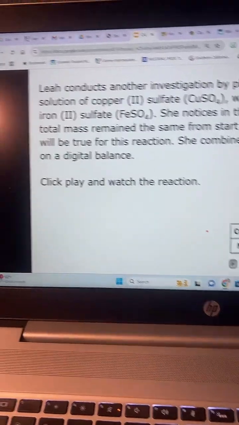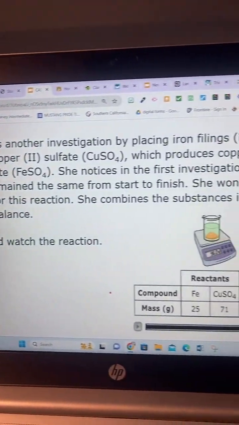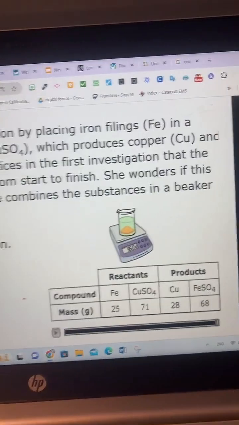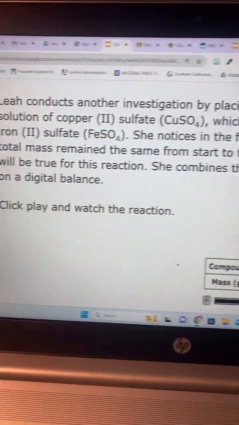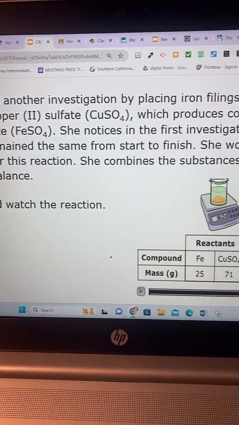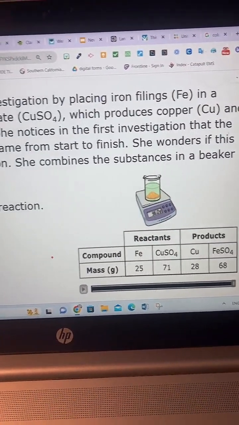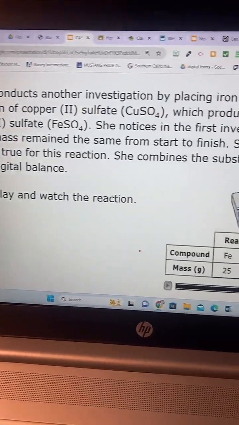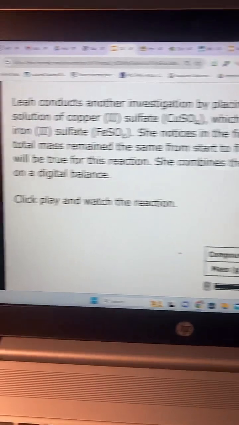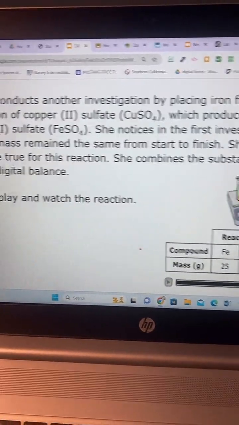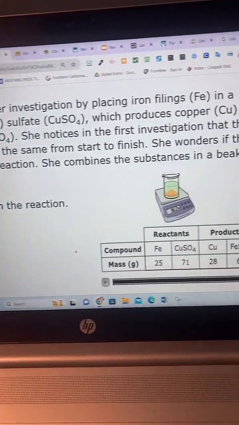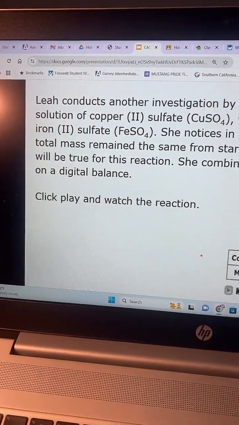All right, next question. Now Leah conducts another investigation by placing iron filings, Fe, in a solution of copper sulfate, which produces copper and iron 2 sulfate, FeSO4. She notices in the first investigation that the total mass remained the same from start to finish. She wonders if this will be true for this reaction. She finds the mass of the substances in a beaker on a digital balance.